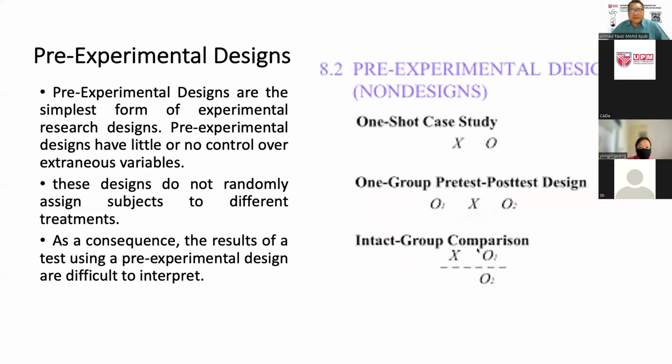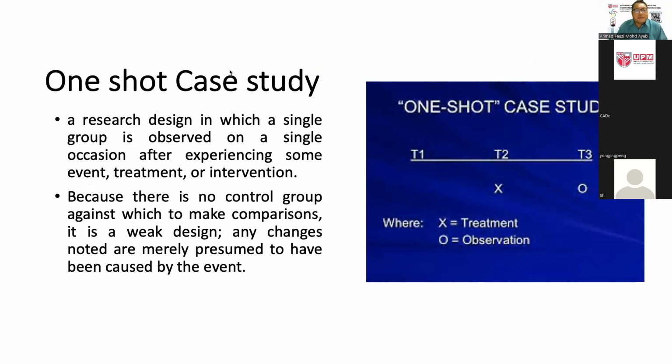In the pre-experimental design, normally we have little or no control over the external variables. Normally in social science, it's a very weak design. This design does not randomize students, because most pre-experimental designs don't have a control group. They only have a treatment group. So this design does not randomly assign subjects to different treatments, and as a consequence, the results of a test using pre-experimental designs are difficult to interpret. Hence, in the pre-experimental design, we have three different types of research design.